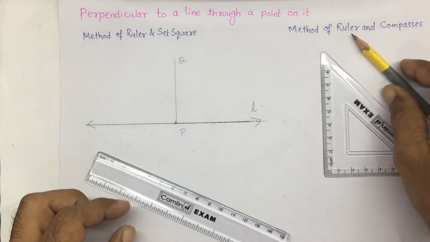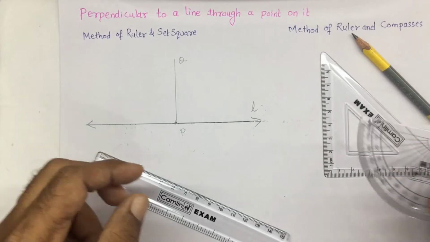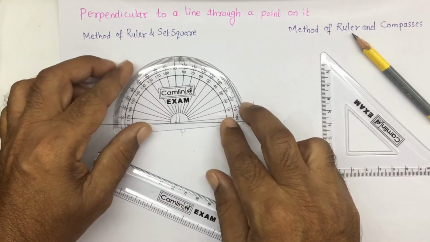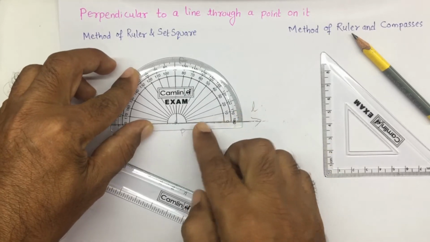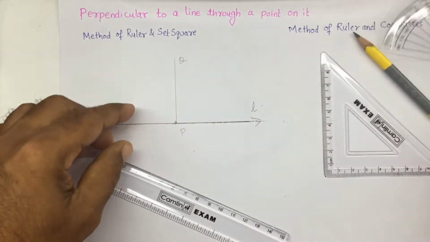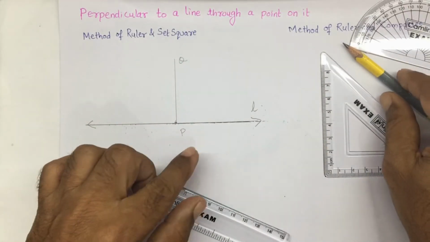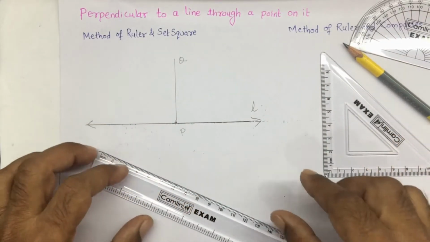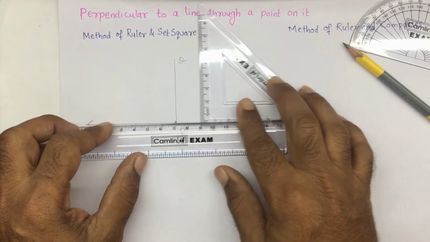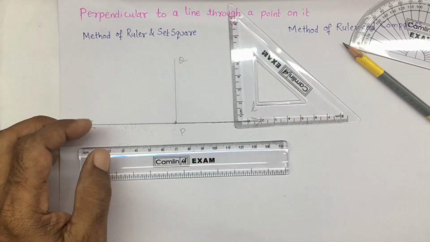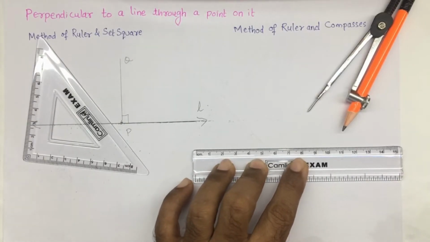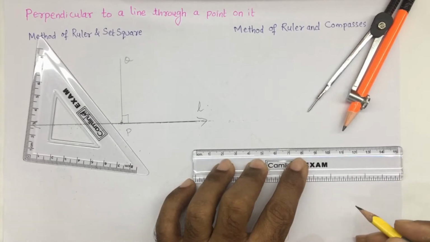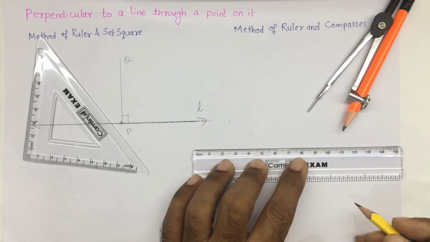If you see the measure of this angle at P, it will be exactly 90 degrees. See here, it's 90 degrees, and PQ is perpendicular to the line L. This is how we draw a perpendicular to a line through a point on it. Now, using the method of ruler and compasses, generally we use the compasses and ruler to draw perpendiculars.